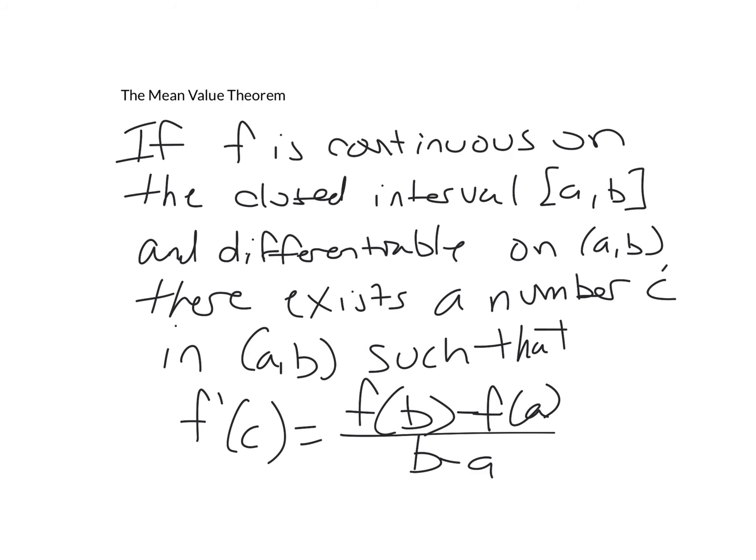The mean value theorem. So what is that? The mean value theorem states if f is continuous on the closed interval a comma b and differentiable on the open interval a comma b, there exists a number c in the open interval a comma b such that the derivative of f at c is equal to f of b minus f of a divided by b minus a. Okay, so let's apply that so we can better understand what it's trying to tell us.